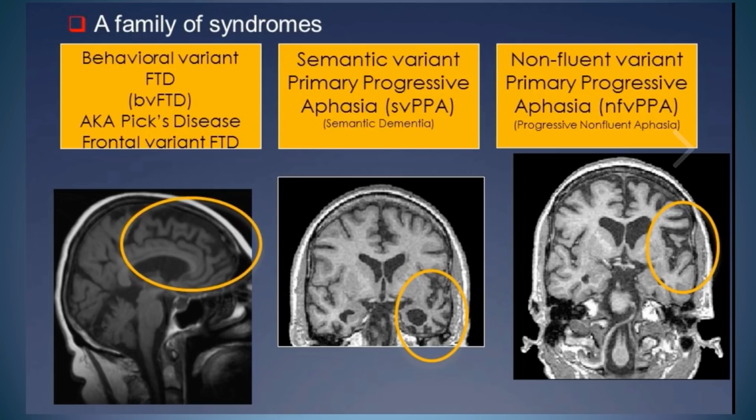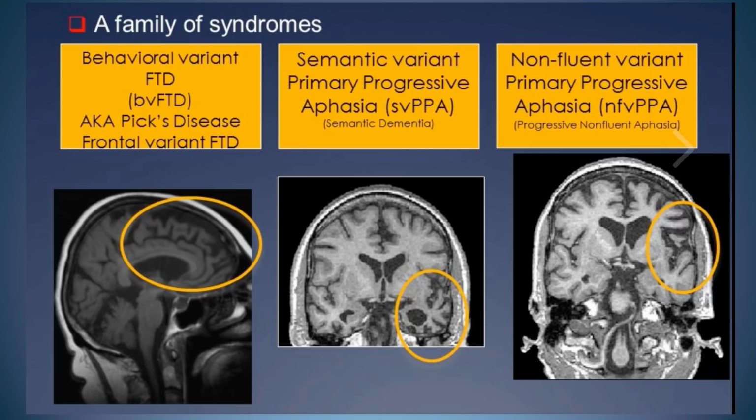Then we have the semantic variant of the primary progressive aphasia, and that is characterized by atrophy here of the temporal lobes, often the anterior temporal lobes, which is really important for language. And you can sort of see a comparison here, how this one is much more plump than this area over here.